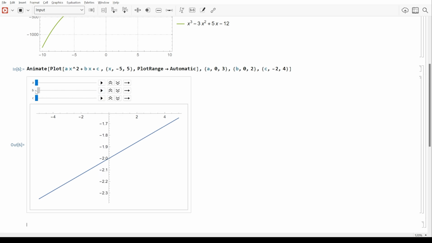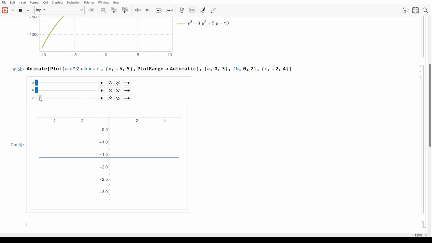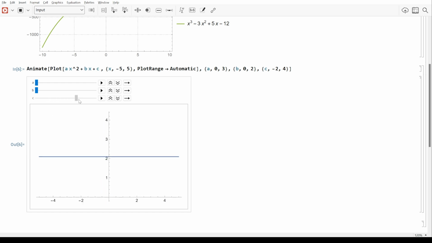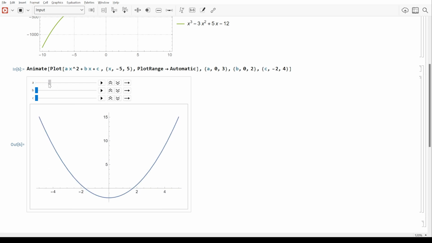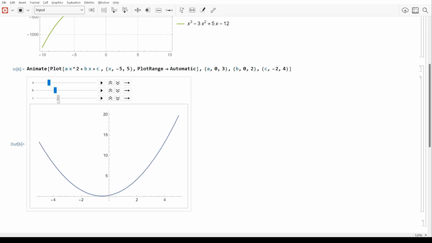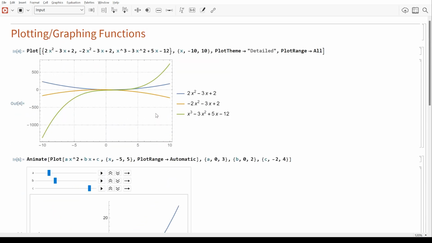And if you put B equals 0, and just keep continuing to increase the value of C, this is how it works. And if you let all of them vary, as you can see, it's getting stretched out. That's what we expect. And C just controls whether it's moving up or down. So that's how you can plot functions and visualize different sorts of things.